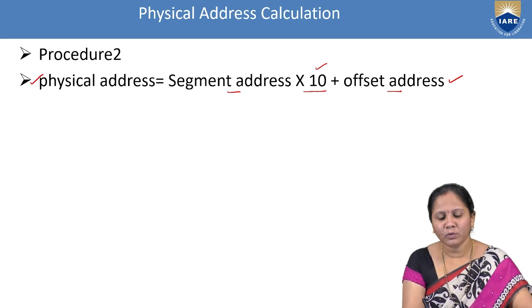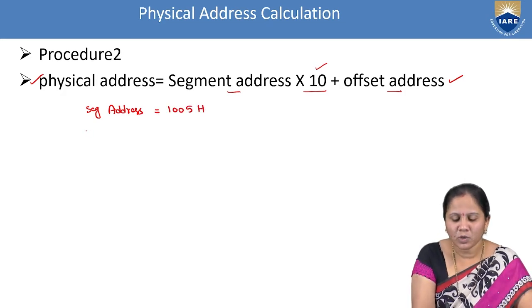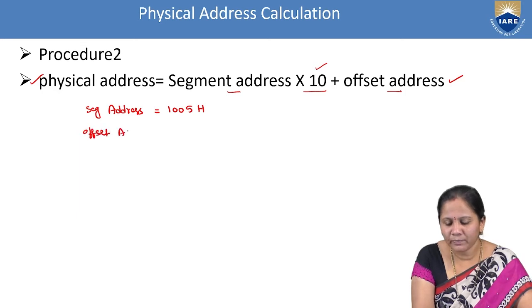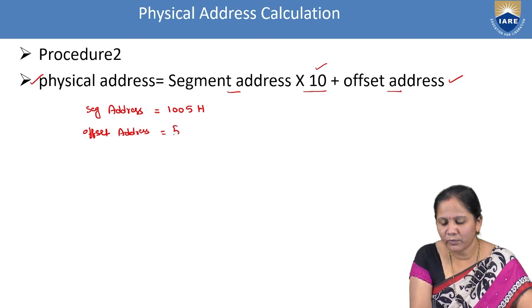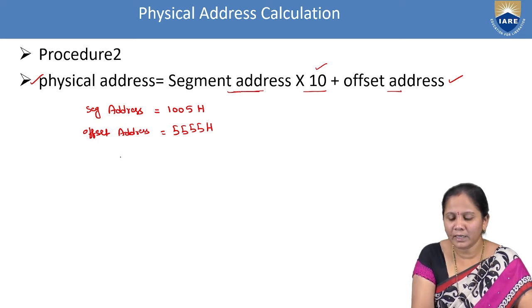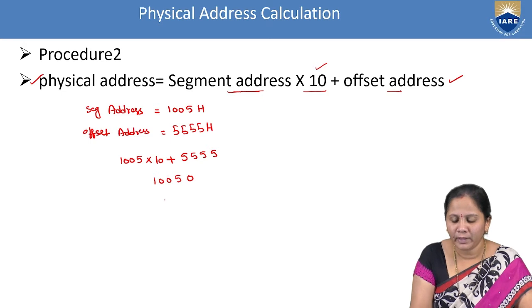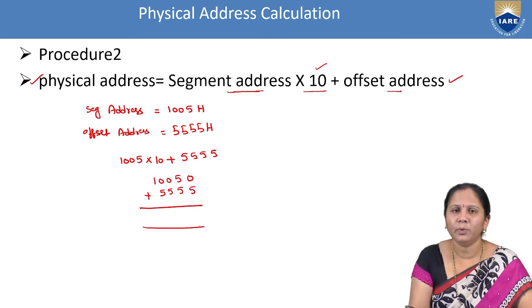Okay. So if we use this procedure also, consider the same segment address like the previous example. For example, segment address is 1005H, and the offset address here is 5555H. By using this formula, it can be calculated as segment address into 10 plus offset address. Segment address into 10 means 10050, and the offset address is 5555. Add, then it is going to give the 20-bit result.